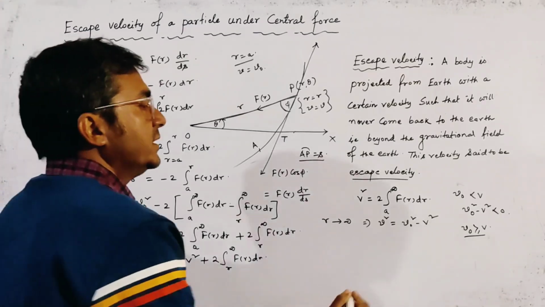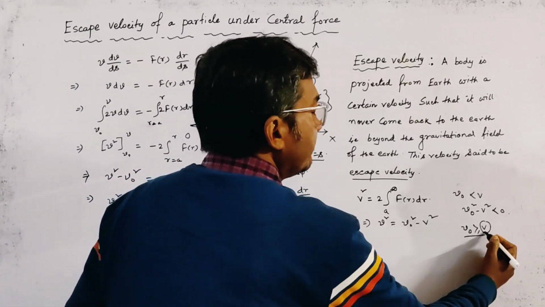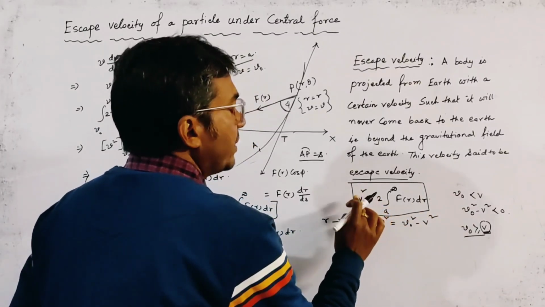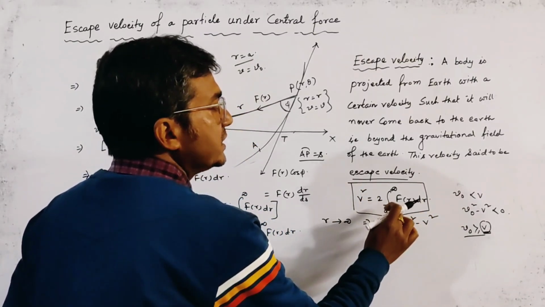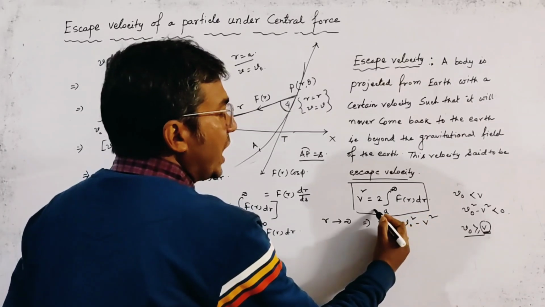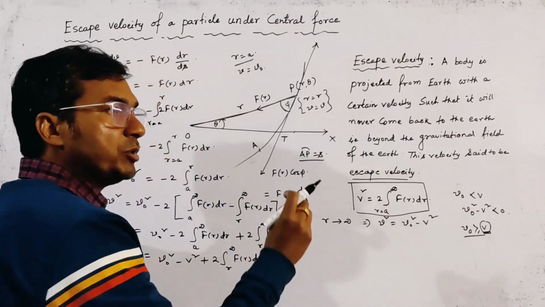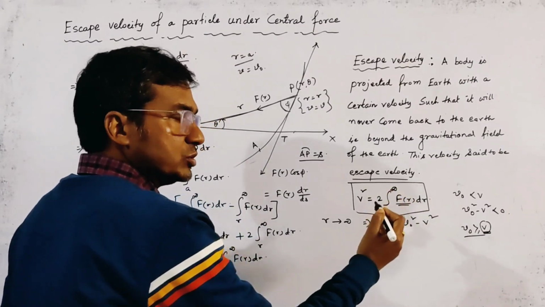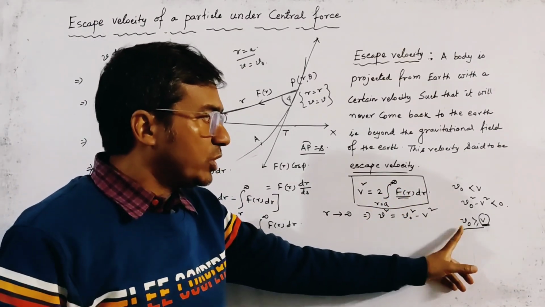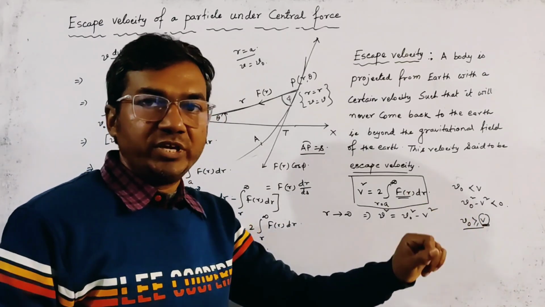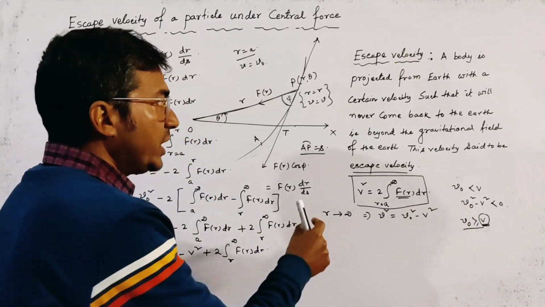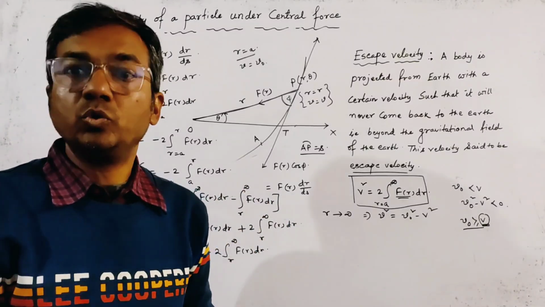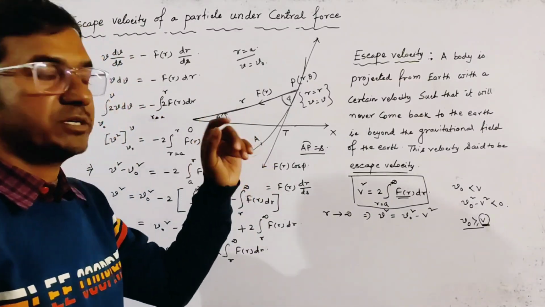Okay, and this velocity V is given from this relation: capital V square equals 2 into integration a to infinity f of r dr, where r equal to a is the point of projection, and f of r is the central force. That is, if v0 is greater than V or v0 equal to V, then we are able to project this particle to infinity in central orbit.